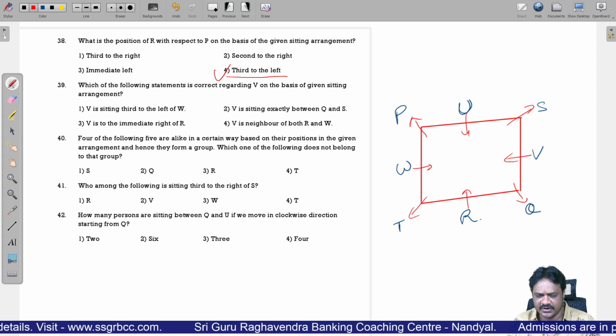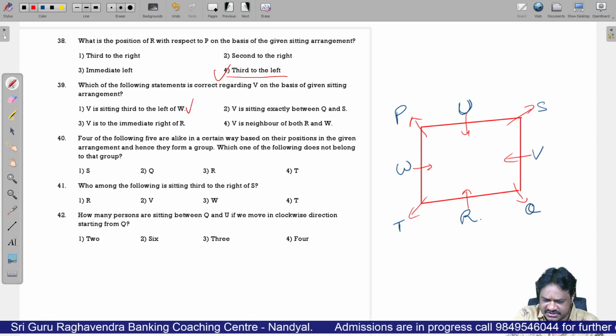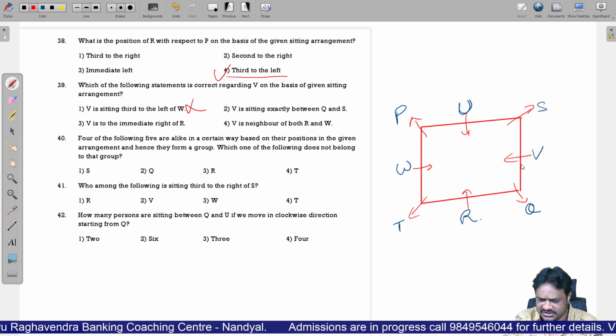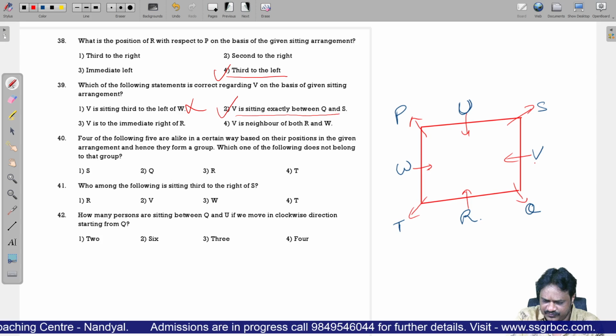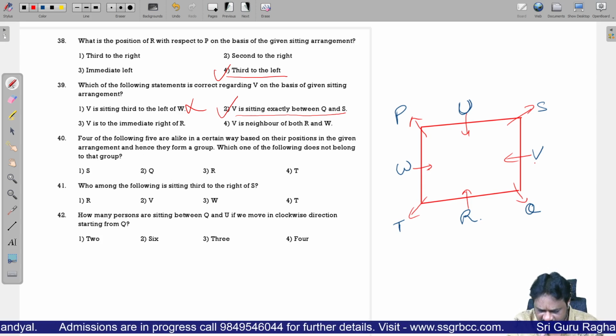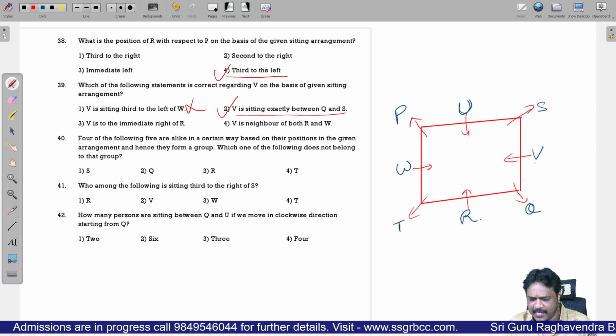Then, which is true regarding V on the basis of the given arrangement? V is sitting third to the left of W. It is not correct. It will be fourth. Why? Because they are opposite. V is exactly in between Q and S. That is definitely true. The second one is definitely true. Then, 4 of the following 5 are alike in a certain way and hence form a group. Which is the one that does not?